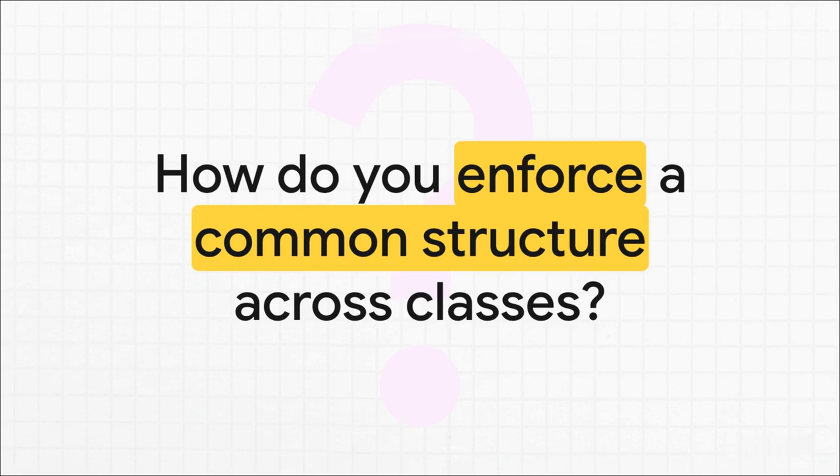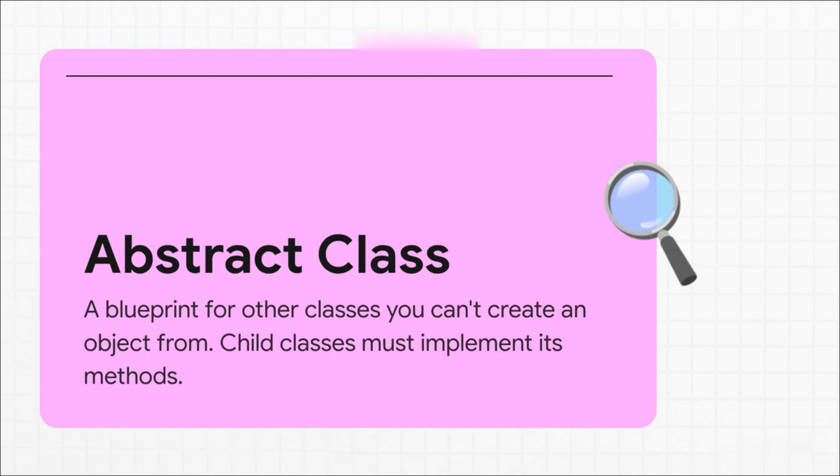So how do you make sure that every vehicle class has those methods? How do you guarantee nobody on your team forgets? Well, this is the perfect job for an abstract class. Think of it less like a finished car and more like a contract or a template. You can't just create an abstract vehicle object itself. No. Instead, when you make a car class that inherits from it, that car class is forced to provide its own specific versions of start engine and drive.